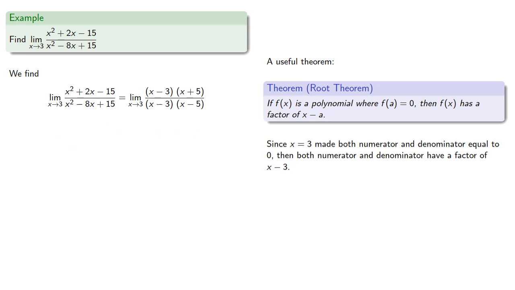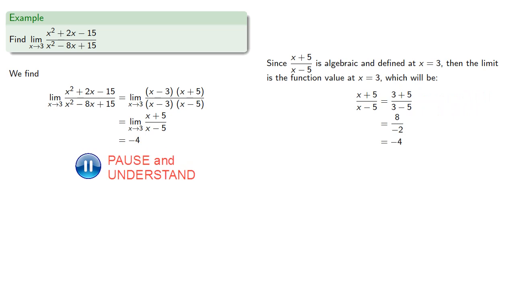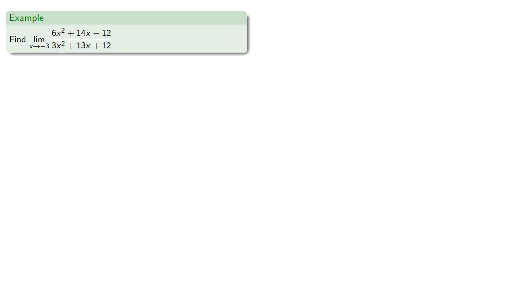And so we can remove the common factors. Now the new rational function is algebraic and defined at x equals 3, so the limit is the function value at x equals 3, which will be... and we can find this limit.